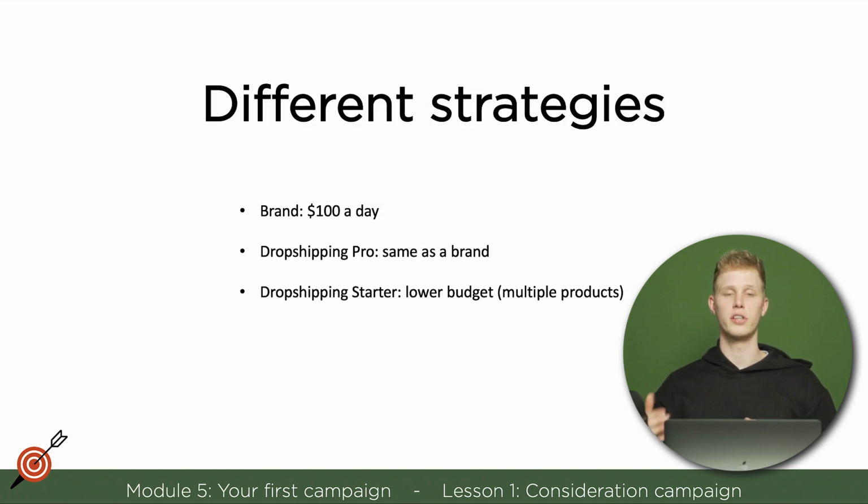So there are different strategies to do this. The first one is to create a consideration campaign on $100 a day. And now I'm going to show you how you can create this in a minute, but I'm just going to share the different strategies because some people have a brand, some people are dropshipping. So yeah, the first thing with a brand is you want to start with $100 a day. This is also suggested by Pinterest themselves.